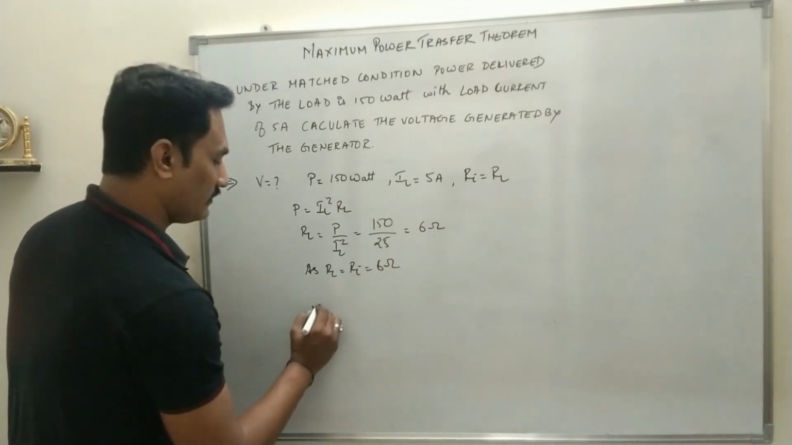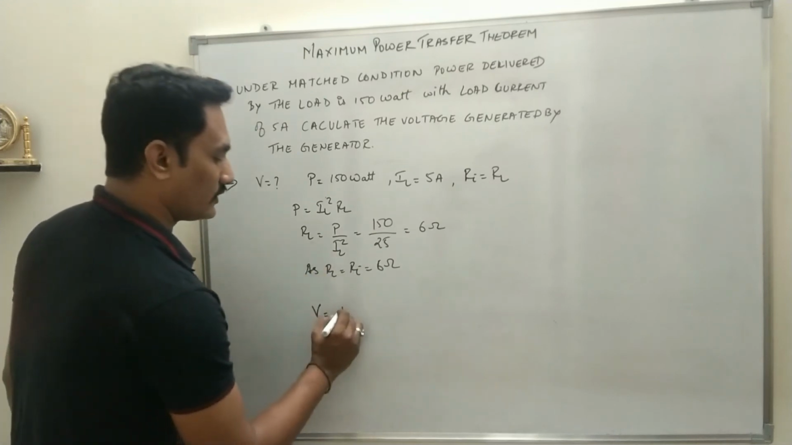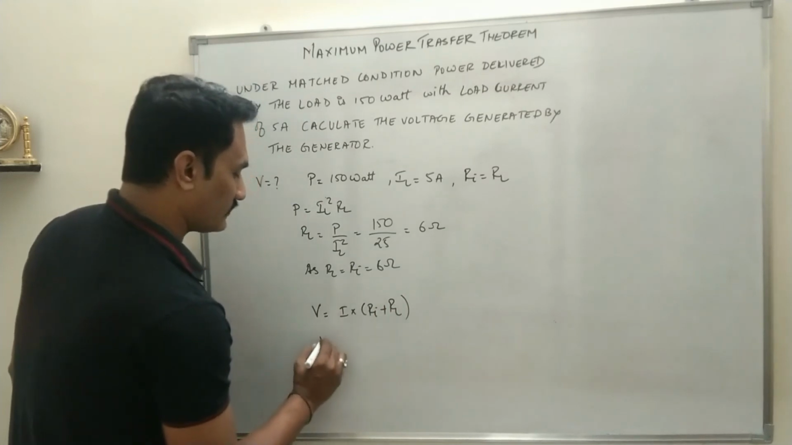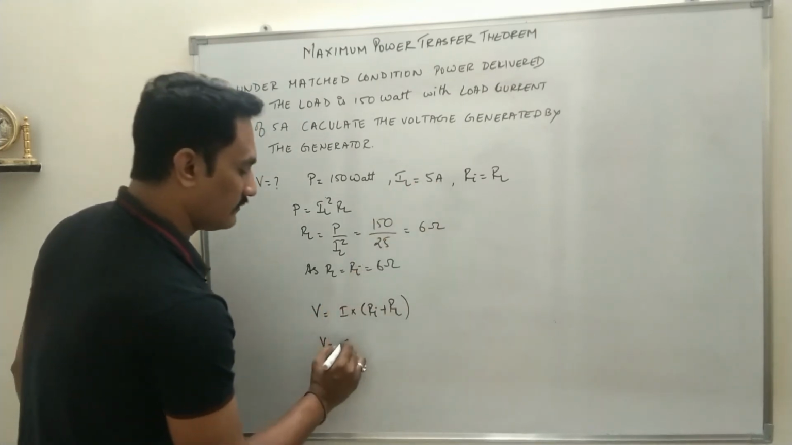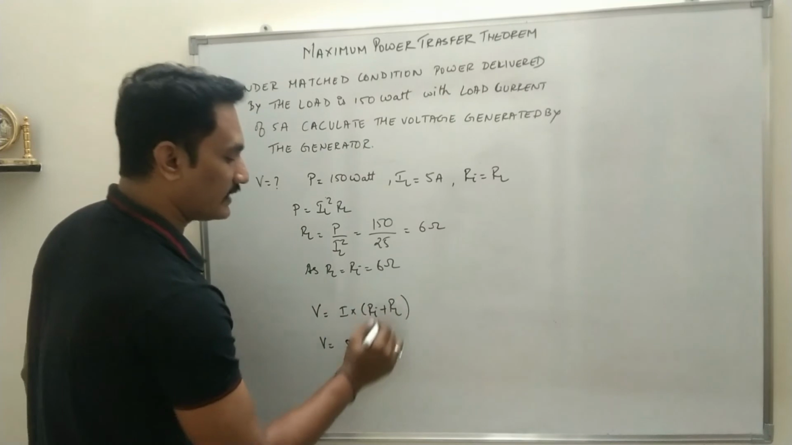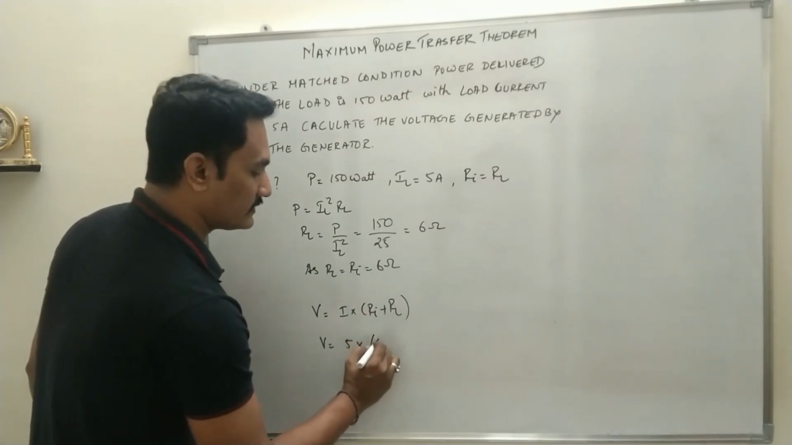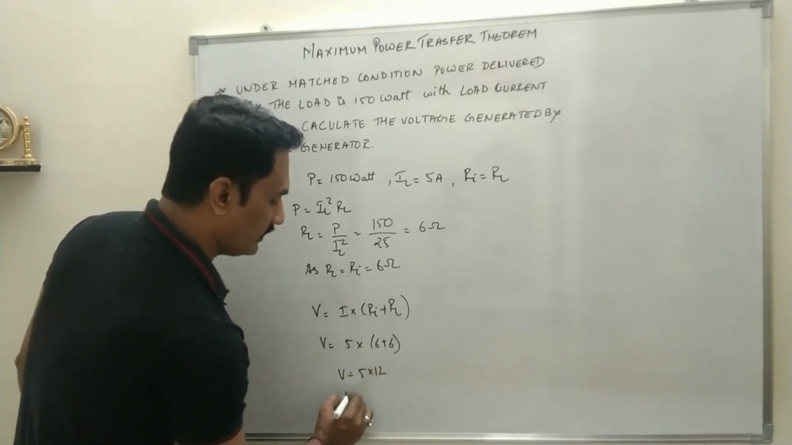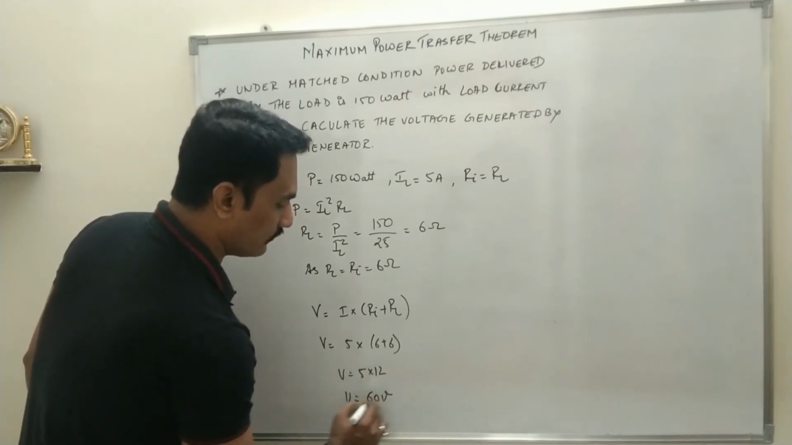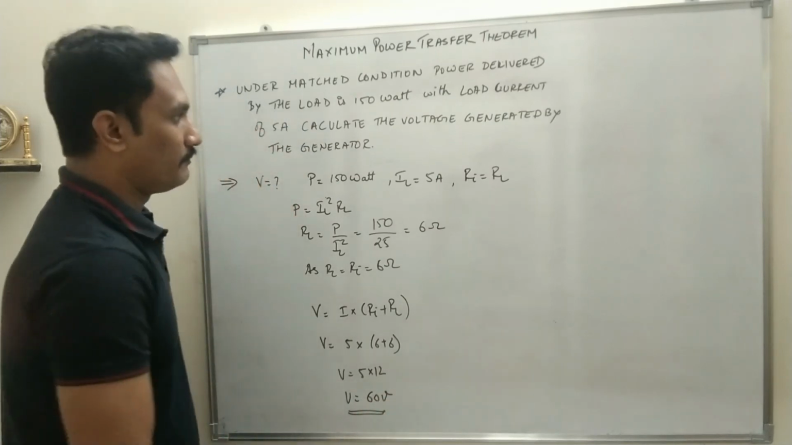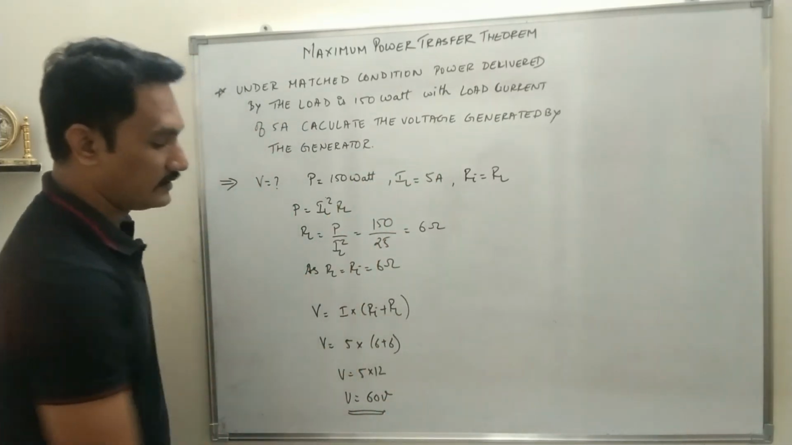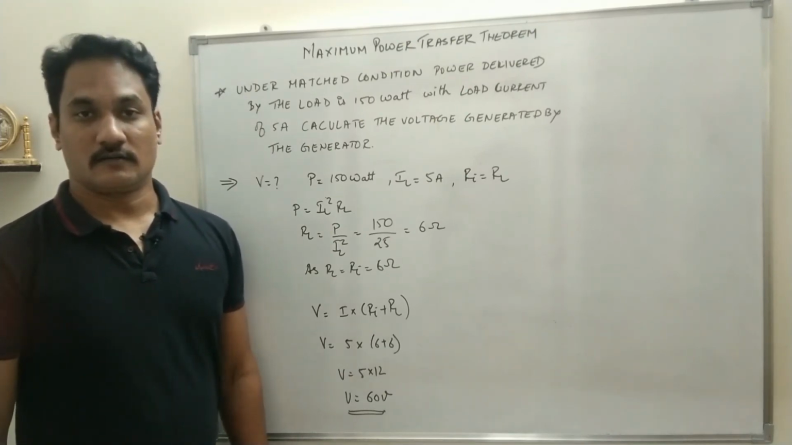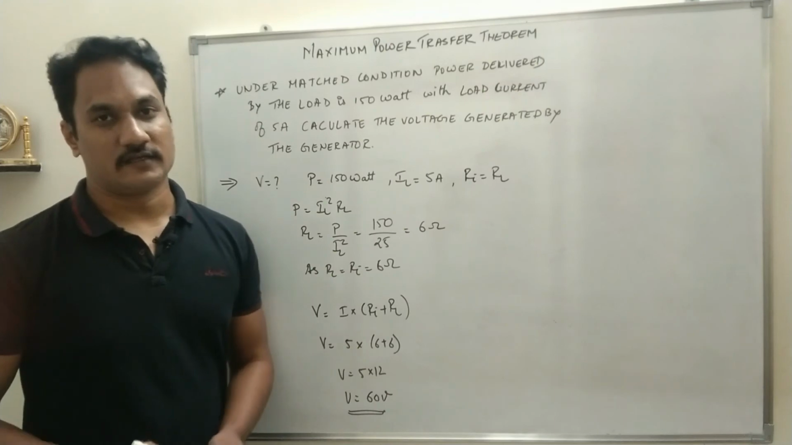So what will be V? V is total current multiplied by total resistance, Ri plus RL. So V is, I is 5 multiplied by Ri plus RL, 6 plus 6. So V is 5 multiplied by 12. V is equal to 60 volt. So the voltage generated by the generator is 60 volts. So this is one way of asking a question for the maximum power transfer theorem.